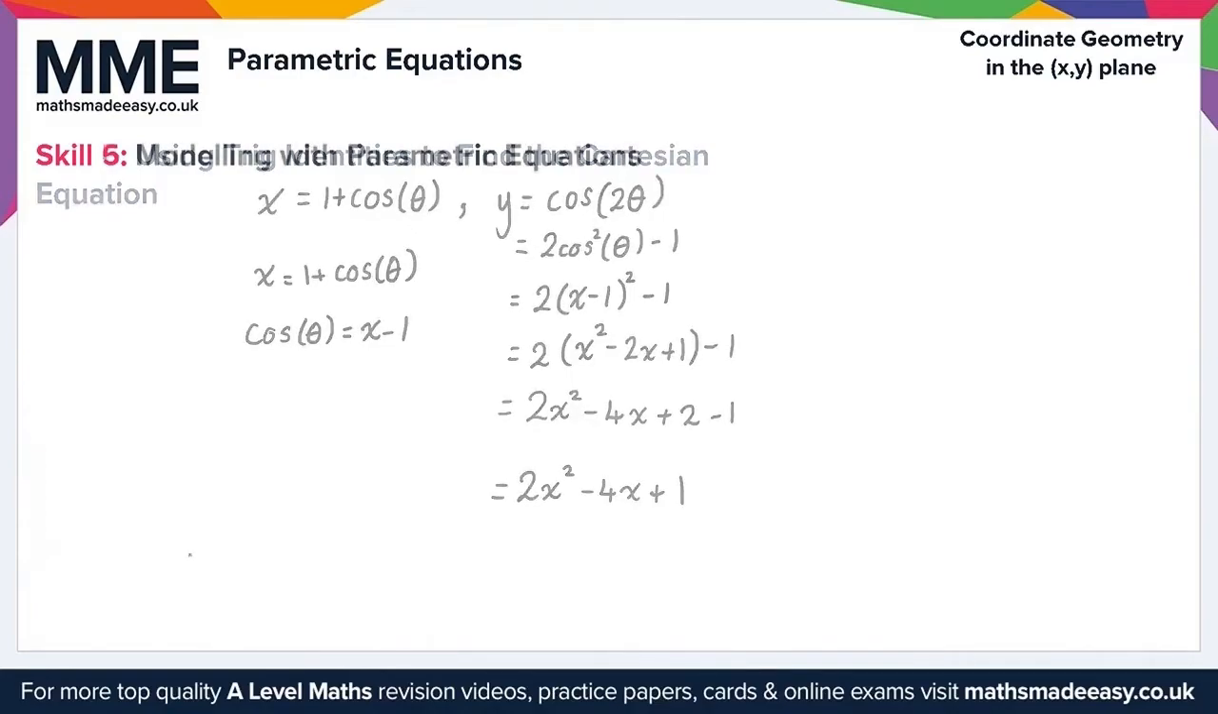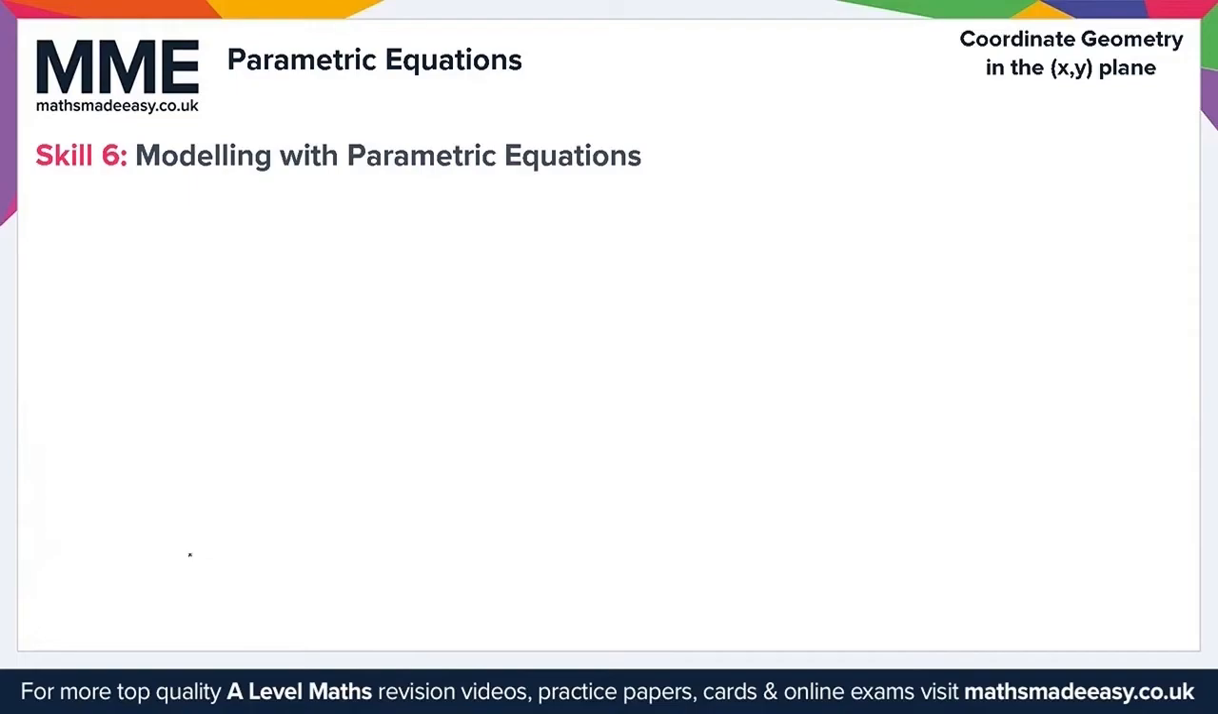And finally, let's take a look at skill 6, which is modelling with parametric equations. Now, parametric equations can be used to model real-life situations. However, this can place restrictions on the parameter because some scenarios are not possible in real life. So what situations might lead to this?